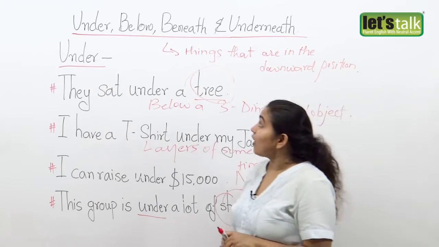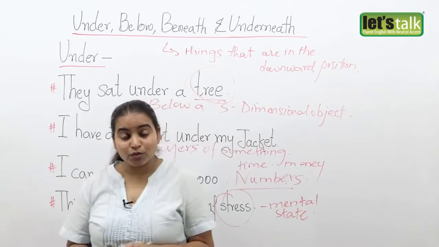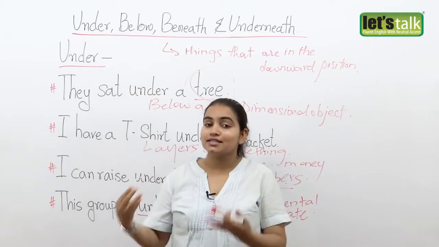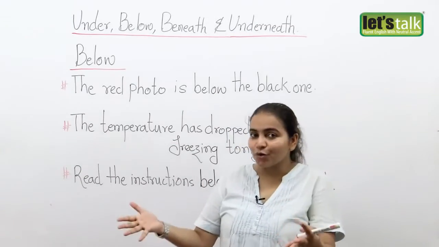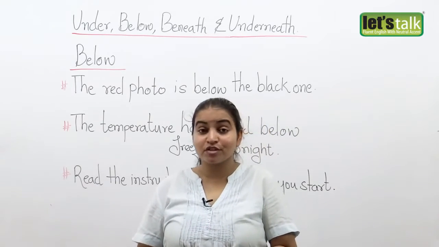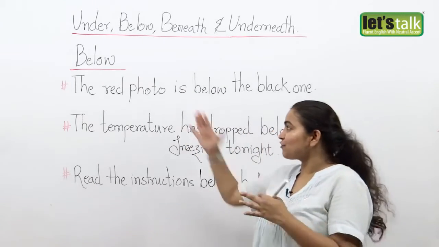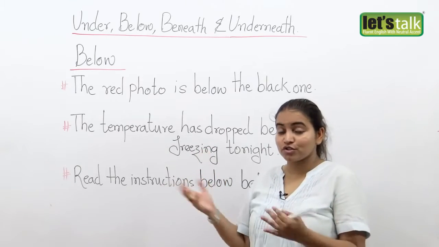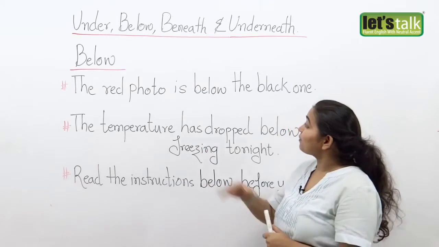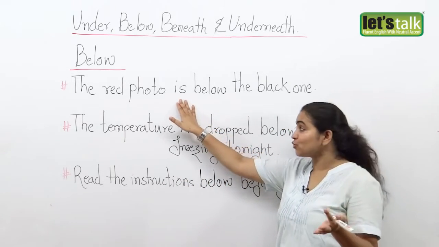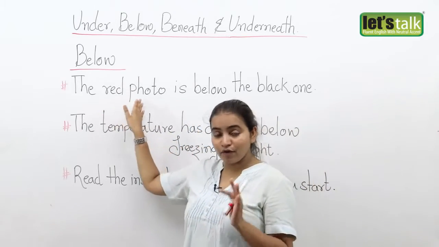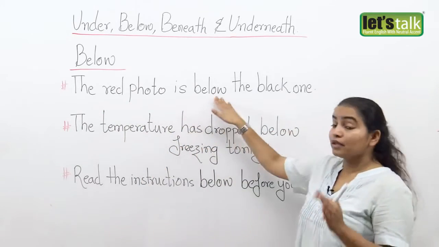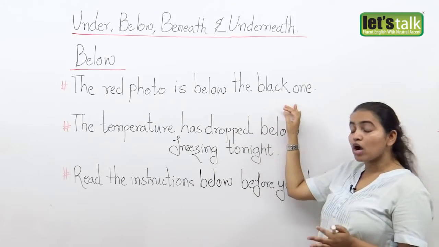Okay? Now we will deal with the next word, which is below, and see what contexts it can be used in. As I said, the word below can also be used in different contexts. So let's see the different ways in which we can use the word below. Let's look at our first sentence, which is: the red photo is below the black one.